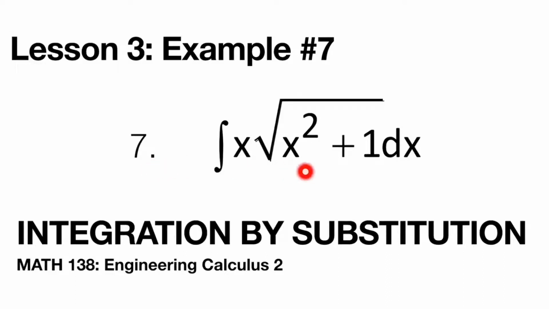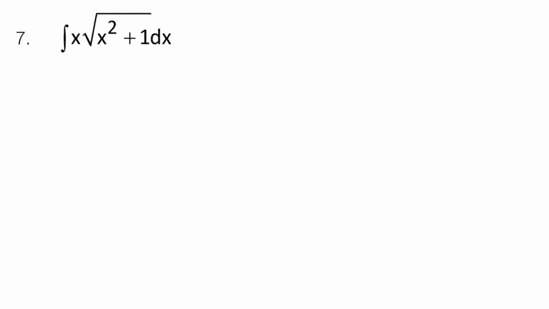This is example number 7 of lesson 3, integration by substitution. So we are now going to evaluate the integral of x times the square root of x squared plus 1 dx. Obviously, the integrand here cannot be solved directly using the basic integration rules, so we have to use a method to make this integrable, and that's integration by substitution.